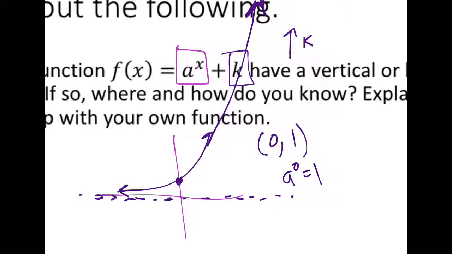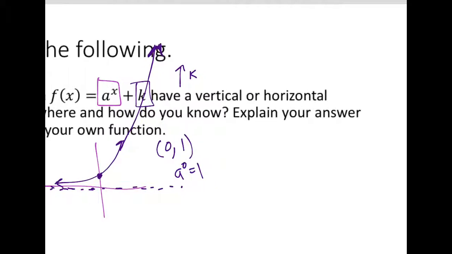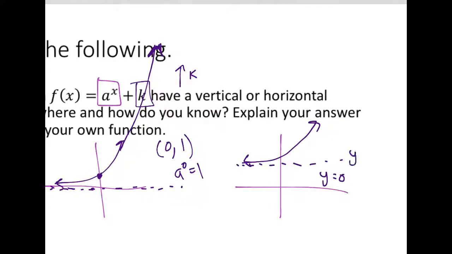What was I saying? We don't have a vertical asymptote, but we do have this horizontal asymptote here. And if you shift everything up by k, well, guess what? The horizontal asymptote will also be shifted up by k. So we're going to end up with something like this, where I did have a horizontal asymptote at the y value of 0, and I now have a horizontal asymptote at the y value of k.